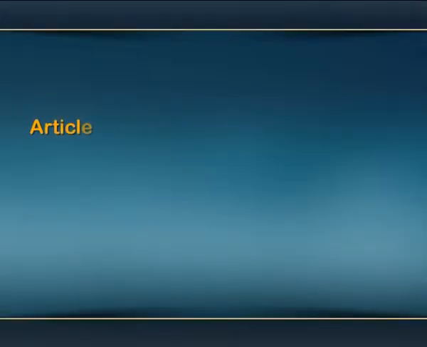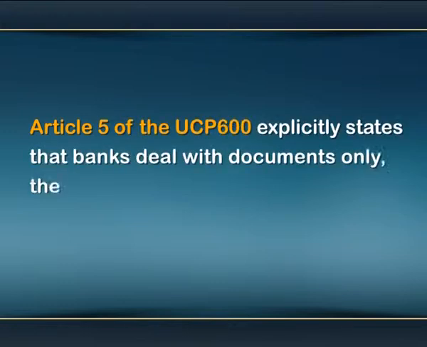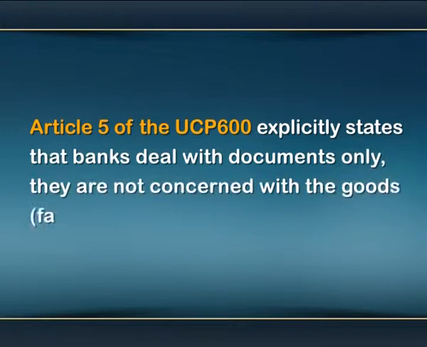Fundamental to all letters of credit is the principle that a letter of credit deals with documents, not with goods. Article 5 of the UCP 600 explicitly states that banks deal with documents only. They are not concerned with the goods or facts. Accordingly, if the documents tendered by the beneficiary or his or her agent are in order, then in general the bank is obliged to pay without further qualification. Therefore, the buyer bears the risk that a dishonest seller may present documents which comply with the letter of credit and receive payment, only to later discover the documents are fraudulent.